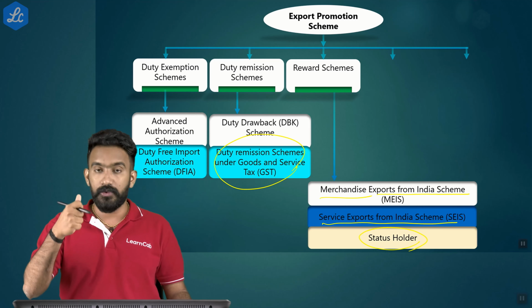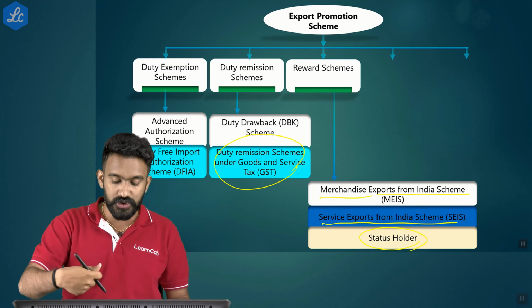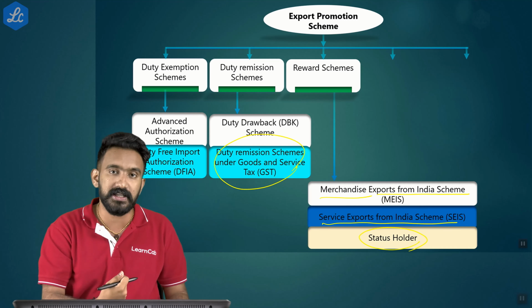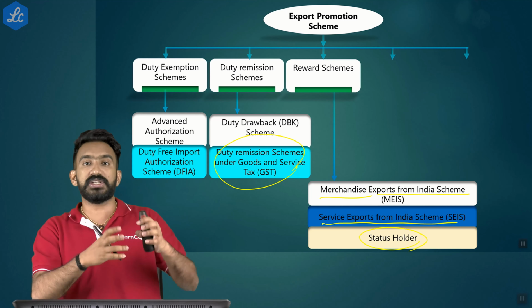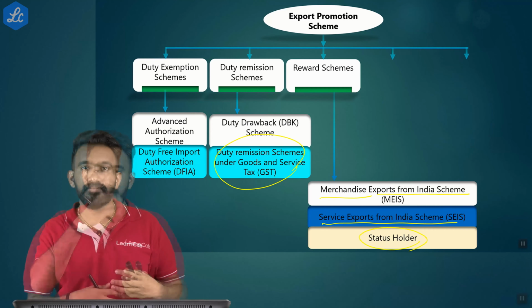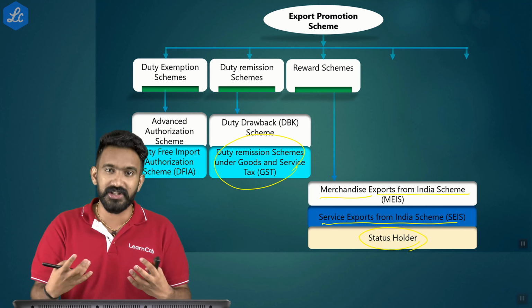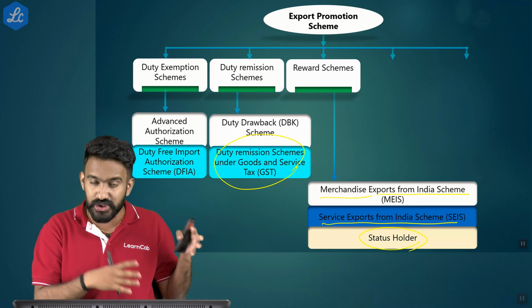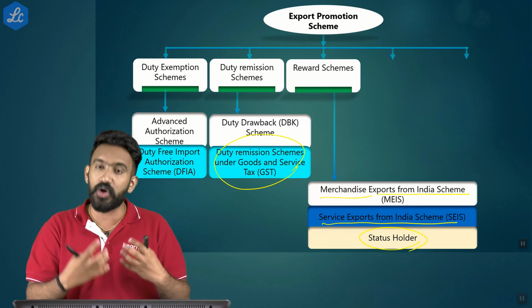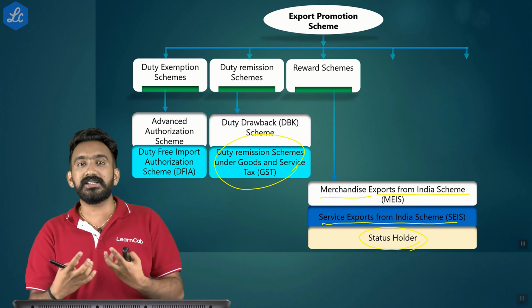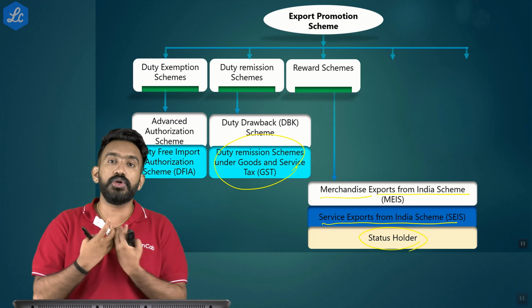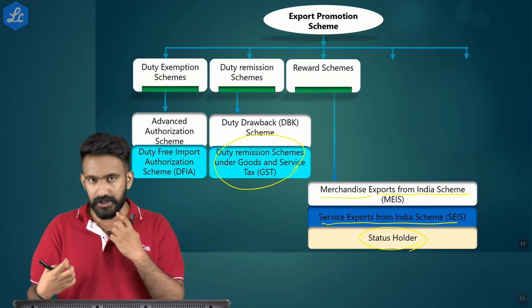One is for the goods that are being exported, which is called as Merchandise Export from India schemes, MEIS, where you get a percentage of your exports as a reward. Like I told you in the earlier session, the government is giving you a coupon or a voucher as an incentive for you to use for paying some other duty.